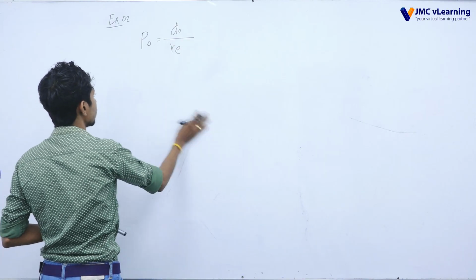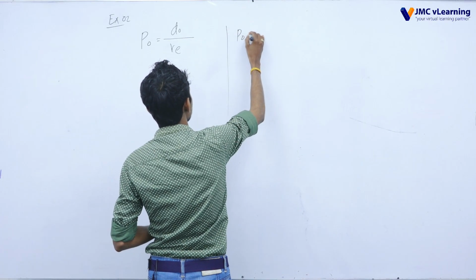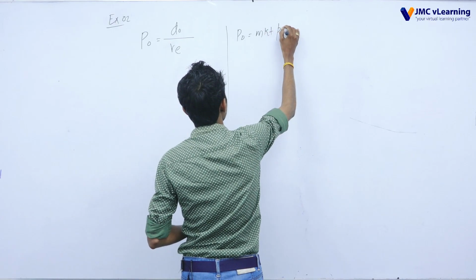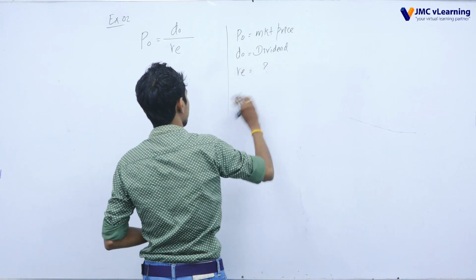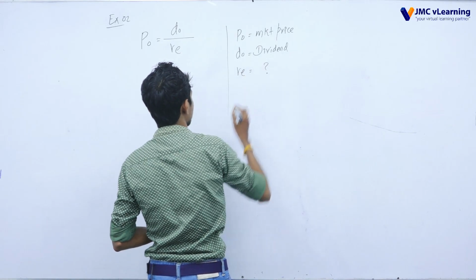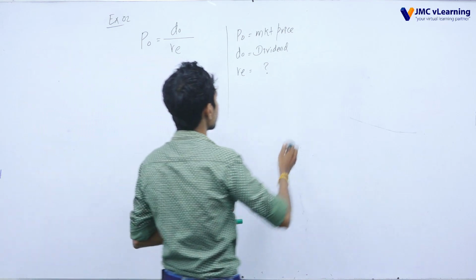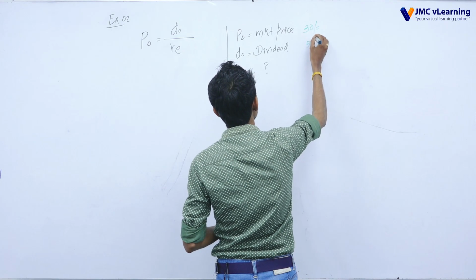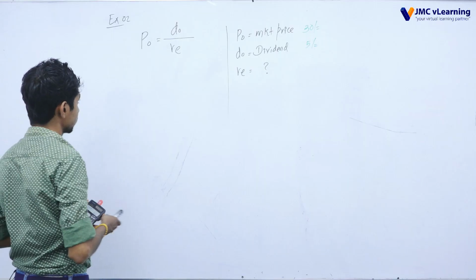Here, we want to know about the words P0, market price, dividend, and cost of equity. What is the market price? Rupees 30. Dividend is how much? 5 rupees per share. That is the year 0.